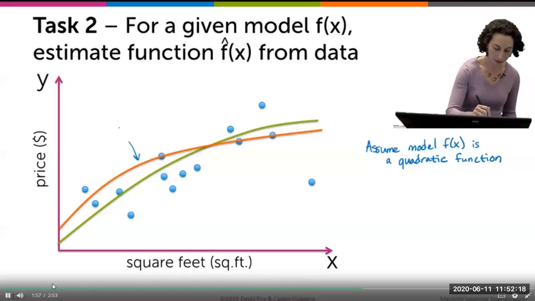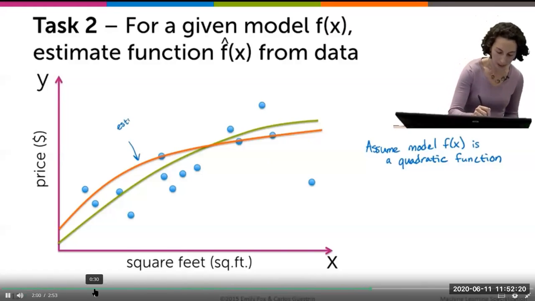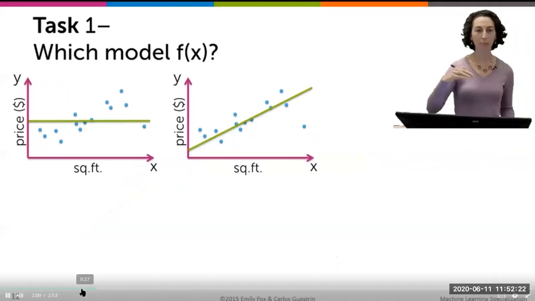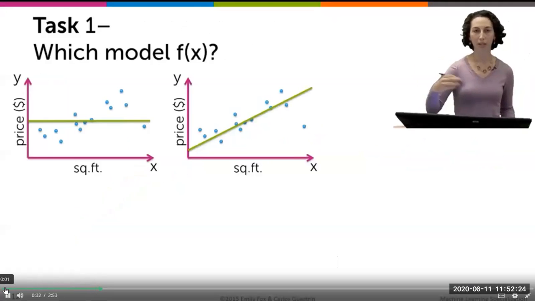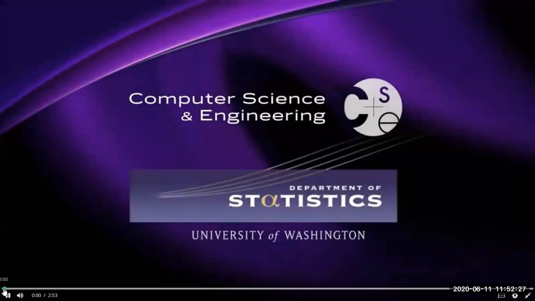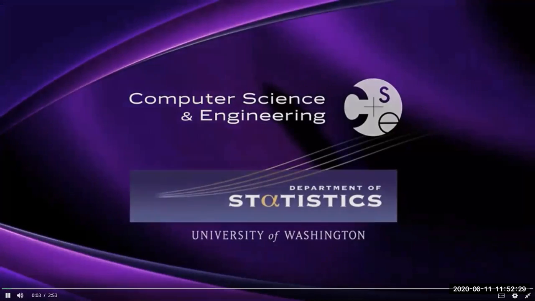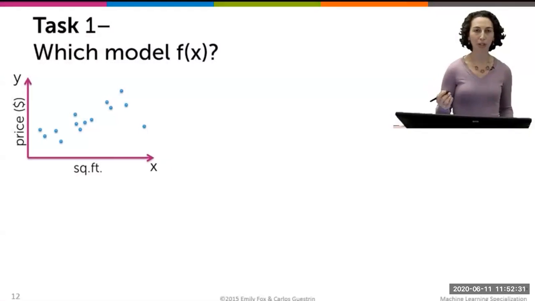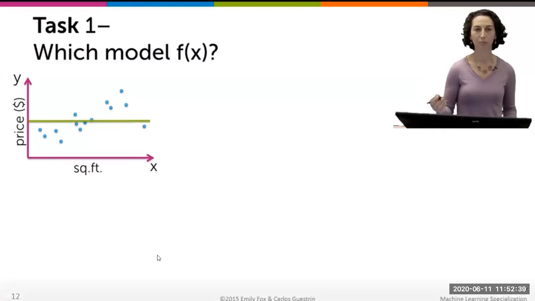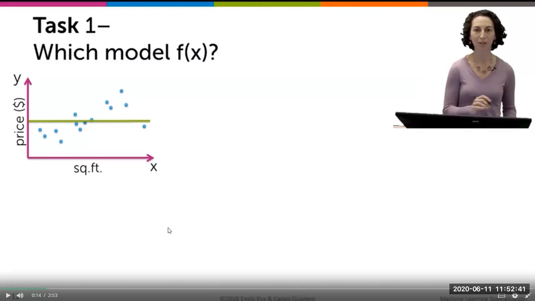Here, my price increases at the same rate as I'm increasing. The first regression task is to figure out what model we are going to use. Are we going to assume that there's just a constant relationship between square footage and price? Now, that's a very weird model. Why is that a weird model?